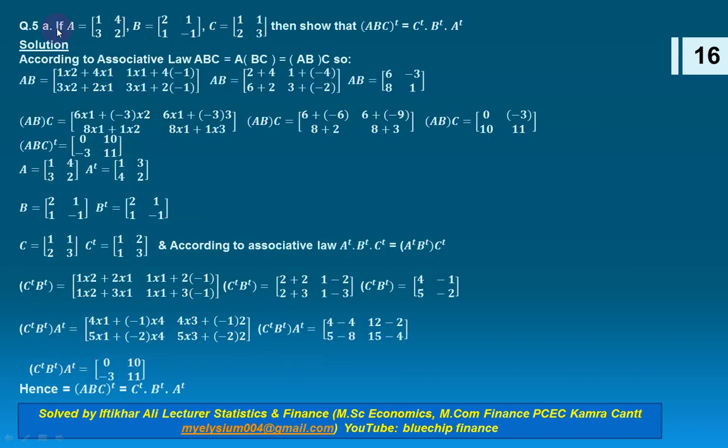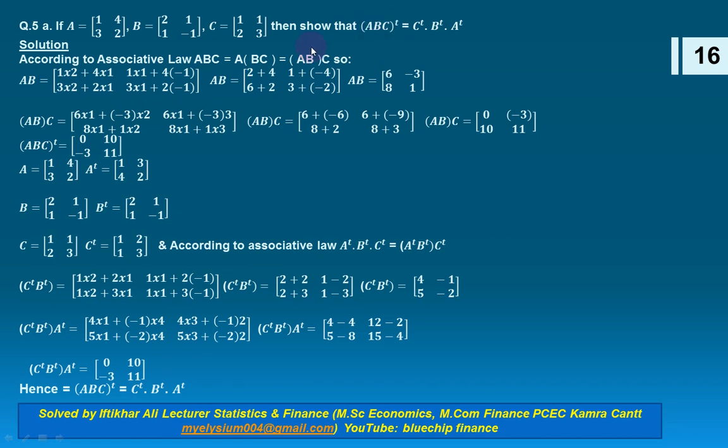Now question number 5 is that if A matrix is 1 4 3 2, B is 2 1 1 minus 1, C is 1 1 2 3, then show that A multiplied by B multiplied by C, whole transpose, equals C transpose multiplied by B transpose multiplied by A transpose individually. So first of all, we just multiply these three. First we will multiply A by B, and after that the AB matrix will be multiplied by C, and after that we take the transpose of that.